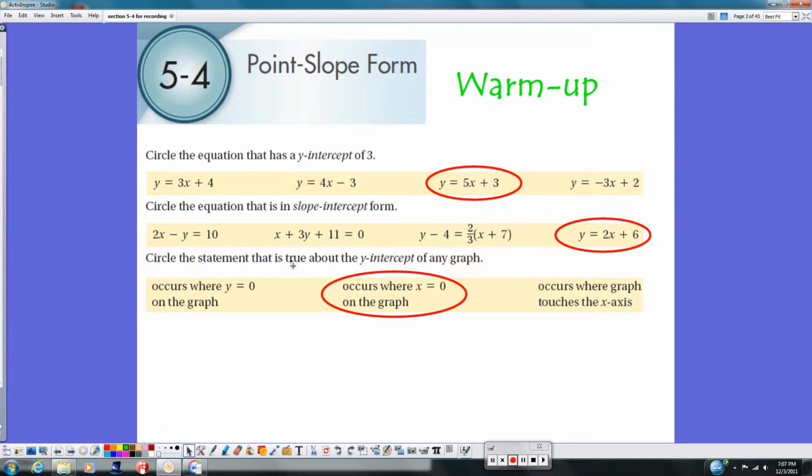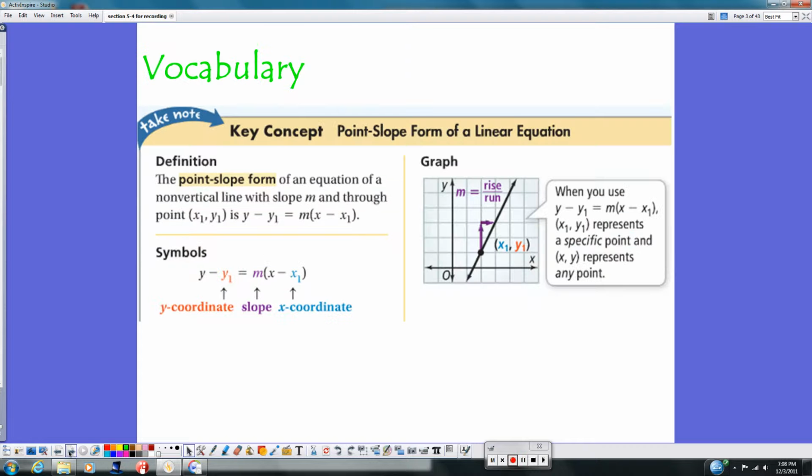The first one, a y-intercept of positive 3. This one has an intercept of 4, a negative 3, and a positive 2. So this one right here is the one that we wanted to circle. The one that's in slope-intercept form is y equals mx plus b. So we want y all by itself and then mx plus b. So y equals 2x plus 6. And the last one, the statement that's true about the y-intercept of any graph, is that it occurs when x equals 0 on our graph.